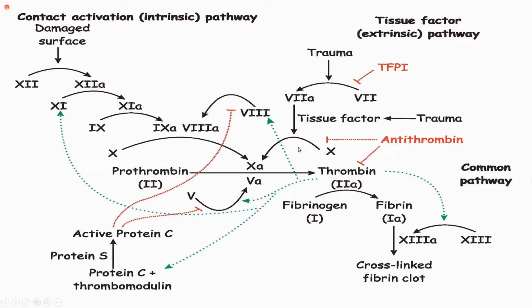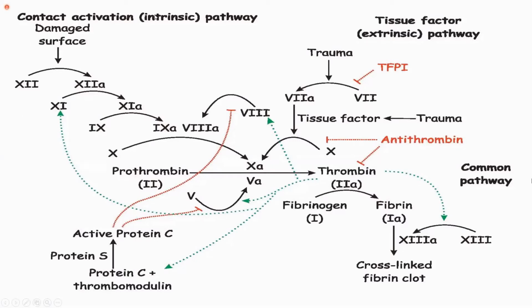This factor 10A, which is formed as a part of activation of the extrinsic pathway, causes the activation of factor 8. And this factor 8, again together with factor 9, activates factor 10 to 10A. So these factors, factor 10, factor 5, prothrombin and fibrinogen, are the common pathway factors because they are acting in both the extrinsic as well as the intrinsic pathways.